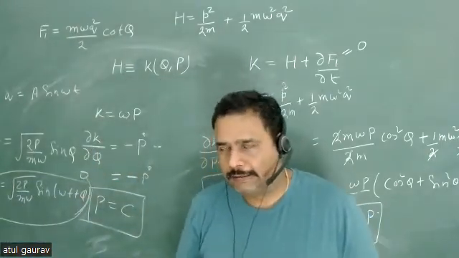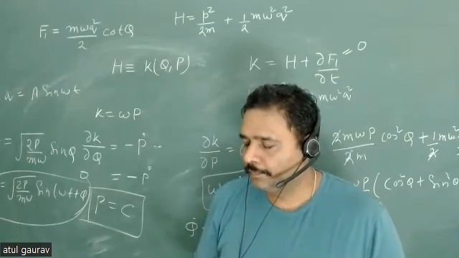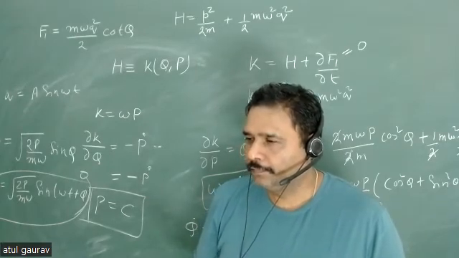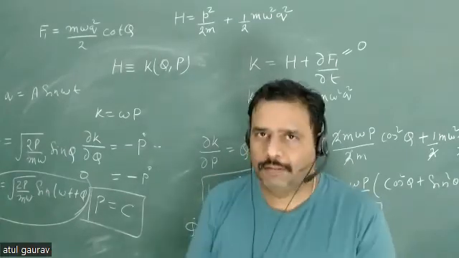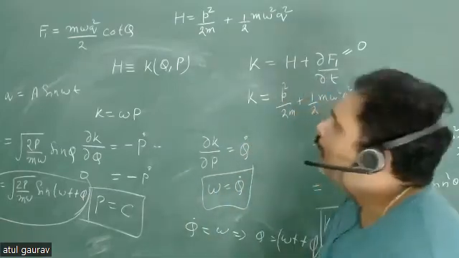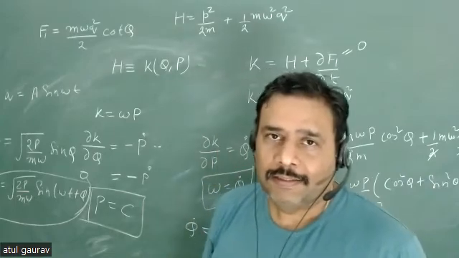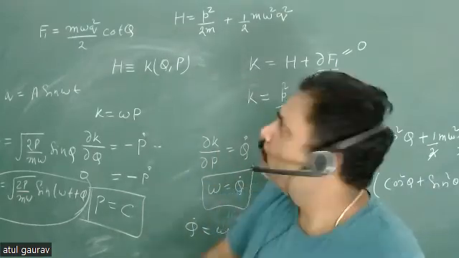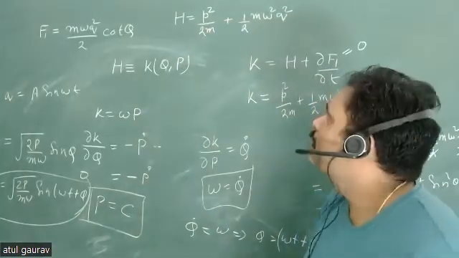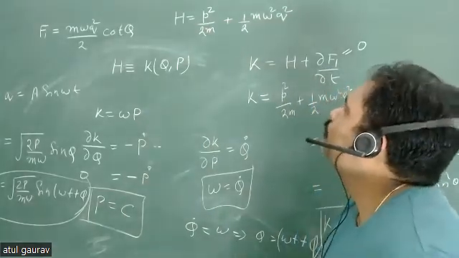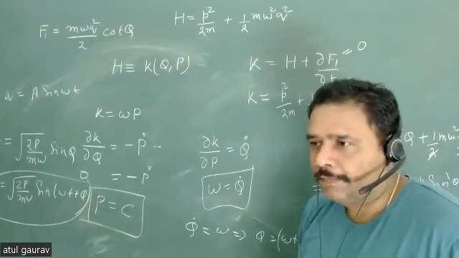Sir, how can we decide that here we will use an F1 type generating function? How will you decide? That is a very good question. Obviously, this is intuitive. Why is it intuitive? Look at this equation. If I try to plot P versus Q, it is an ellipse. Very good.